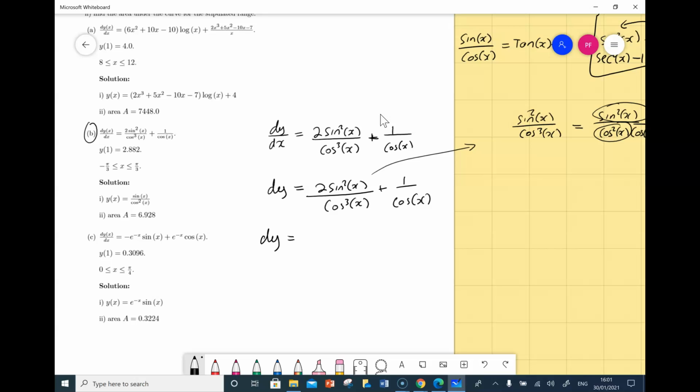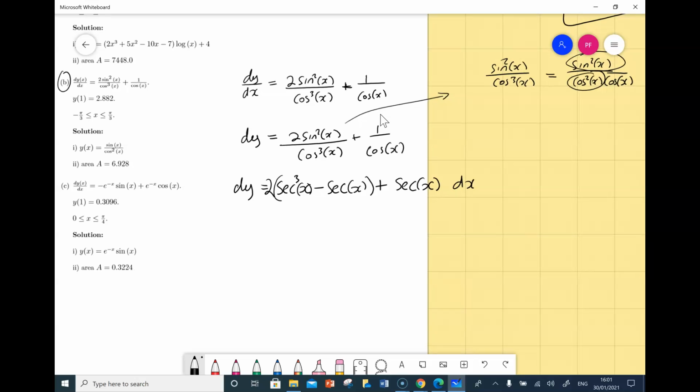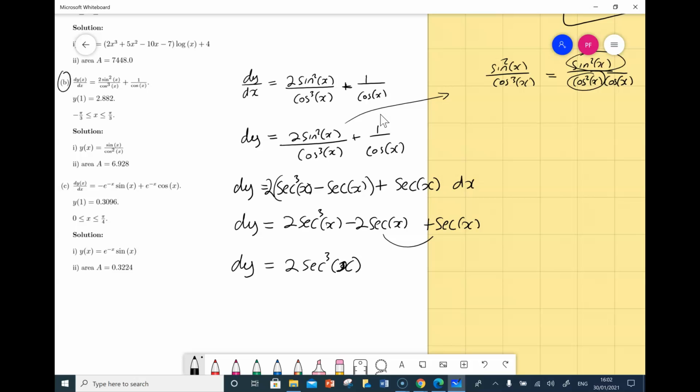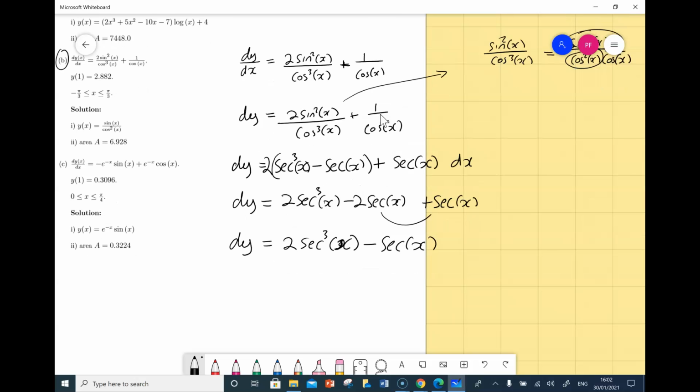So dy is equal to, I've got my 2 in front there, 2 sec cubed x minus sec of x, plus, as I said, 1 over cos x can also be written as sec x. Okay, and I've got my dx there at the end. So I'm going to fiddle about with that again. dy is equal to 2 sec cubed x minus 2 sec x, and then plus sec x. So minus 2 sec x plus sec x would just be minus 1 sec x. So I have 2 sec cubed x minus sec of x. That's what I'm going to try and integrate.